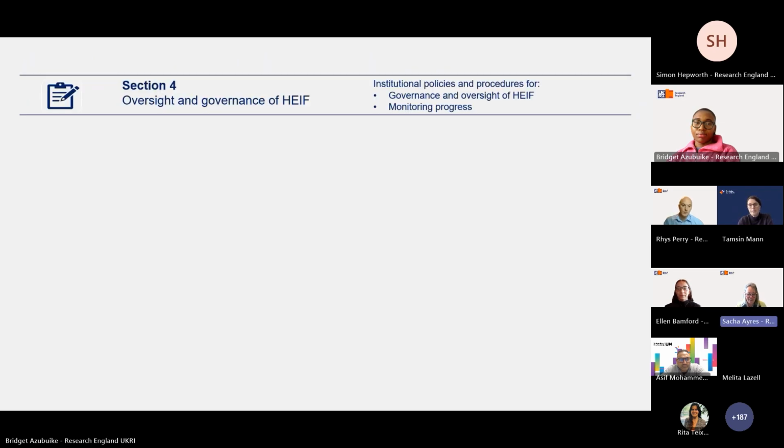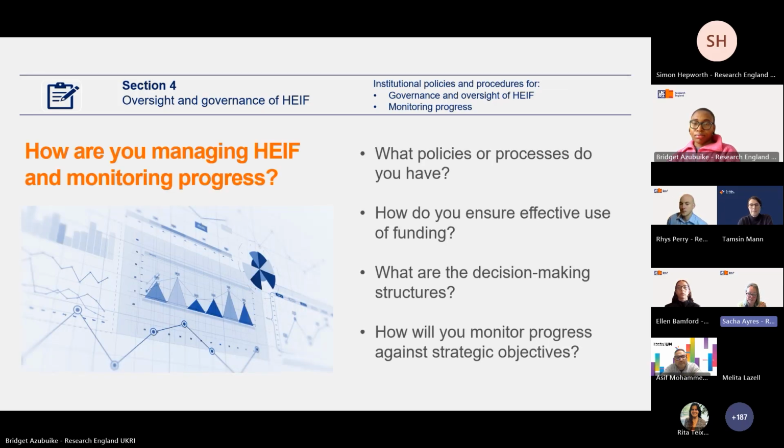Next slide. That is the end of the worked examples of section 3. So section 4, oversight and governance of HEIF. Now this is a long-standing area of assurance that we've sought. This is essentially the same as previous. We're looking for assurance that you've got appropriate policies and processes in place to effectively utilise and monitor public funding. And if you are looking for examples of the kind of information we would expect to see here, you can refer to the previously published accountability statement.